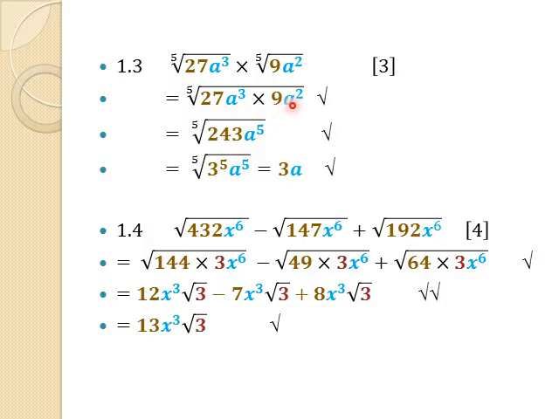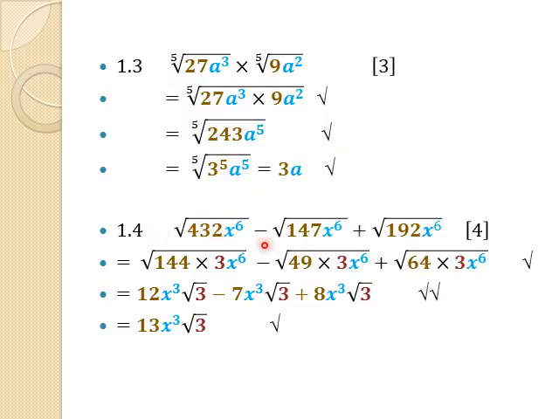27 times 9 gives me 243. A to the power 3 times a squared, what's 3 plus 2, gives me 5. 243 can be expressed as 3 to the power 5. So 5 divided by 5 gives me 1. 5 divided by 5 gives me 1. And that becomes 3a. So 1 mark there. And your third mark for the final answer.